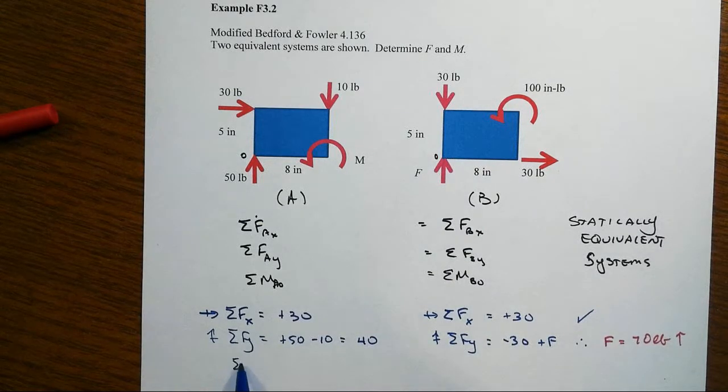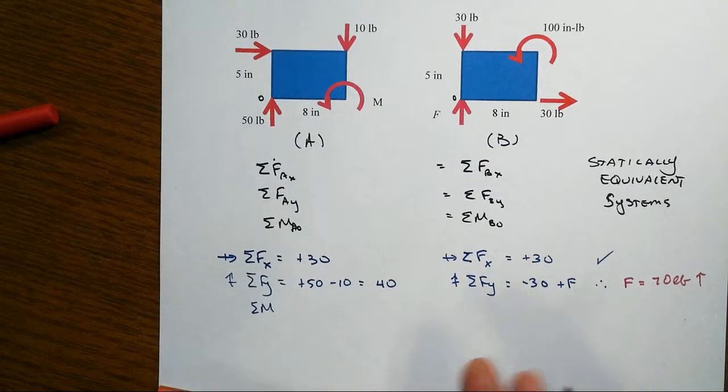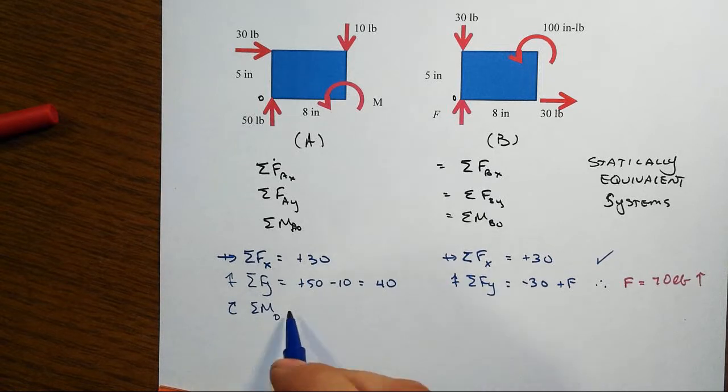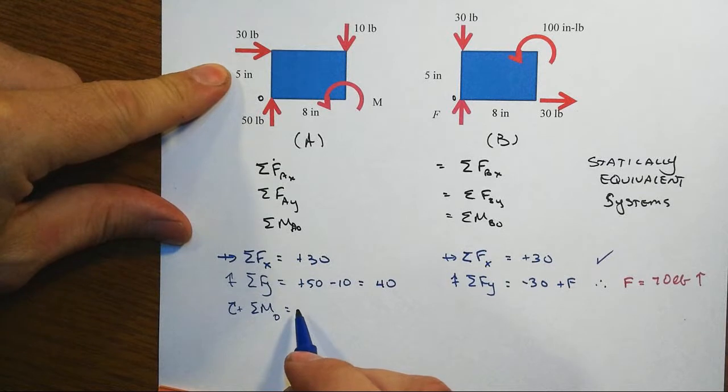And then the last one is the rotational effect. So now we're going to sum moments about point O. We could have done this anywhere, but I'm choosing to use it about point O. And let's take clockwise positive, because why not? Could have gone the other way, it doesn't matter.